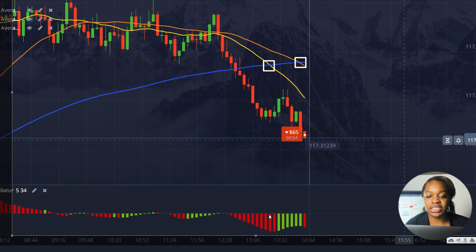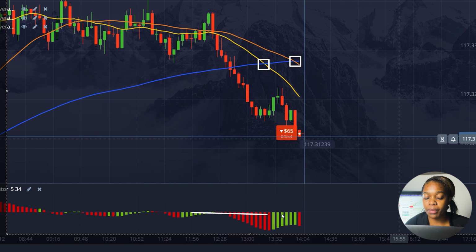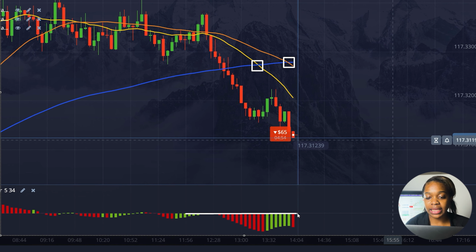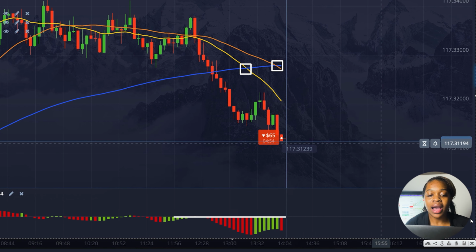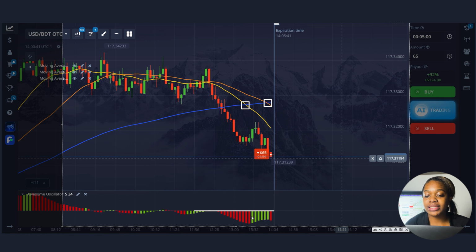Now look at the awesome oscillator below. It's fully below the 0 line, already a sign of weak buyers. And most importantly, there was a small patch of green bars, as if the market tried to pull back upward. But now, the red bars are appearing again. This means the downward impulse has resumed and the pullback has ended.